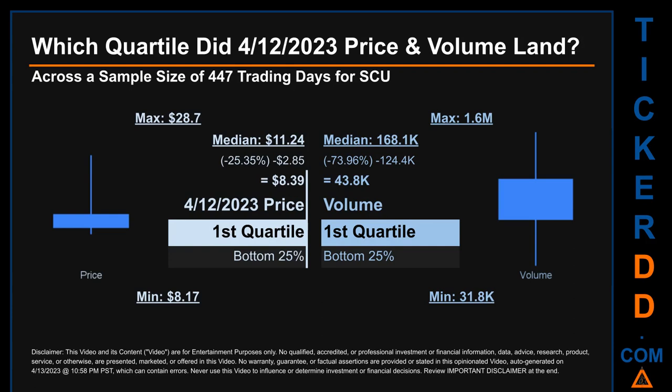Quartiles tell us about the spread of a data set by breaking that data set into quarters, just like how the median breaks the set into half. Descriptively, SCU has a median price of $11.24. Therefore, the 12th of April 2023 price was lower from that middle marker by 25.35%. The day's volume of 43.8 thousand was less than the median by 73.96%.